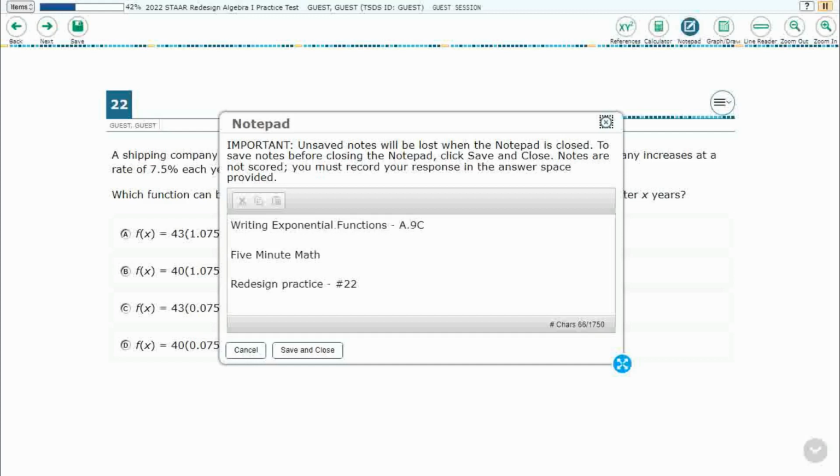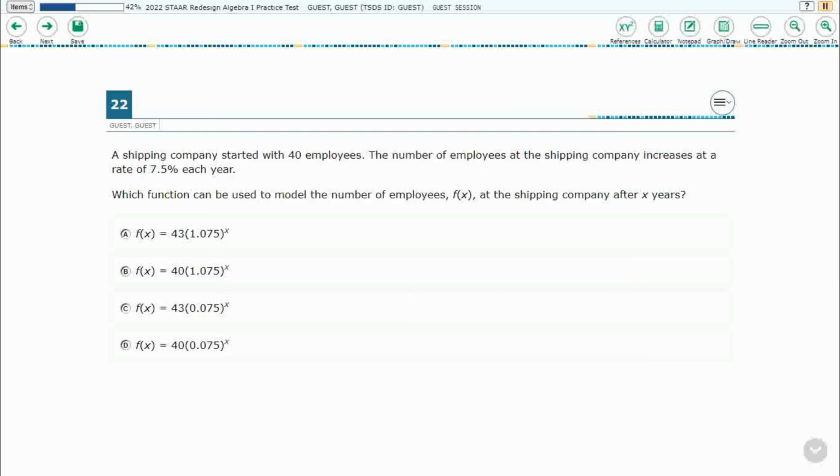Today we are looking at the Algebra 1 concept of writing exponential functions. This is standard A.9C in the great state of Texas, and we are using item number 22 of the Redesign Practice Online STAAR Test. If you haven't done so already, please go ahead and take a moment to pause the video, work this problem out on your own, unpause it, and we will look at our answers together.